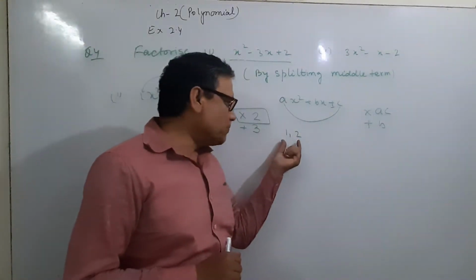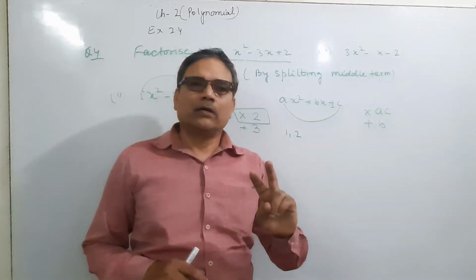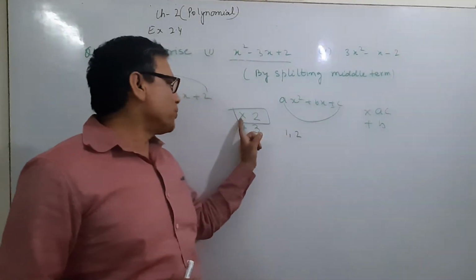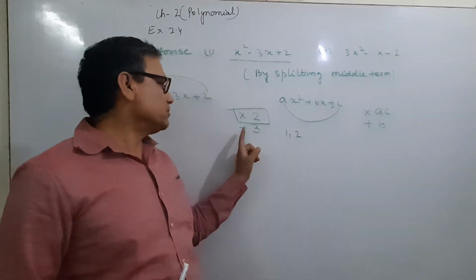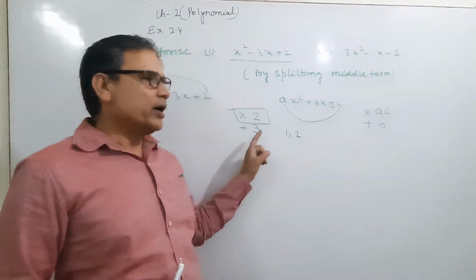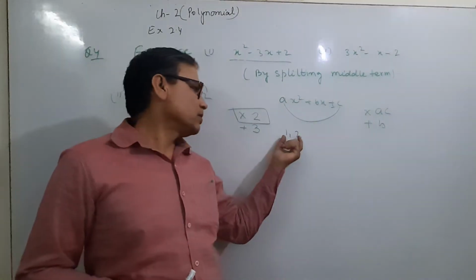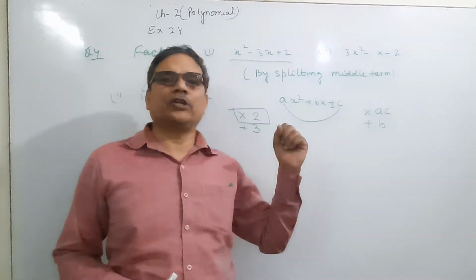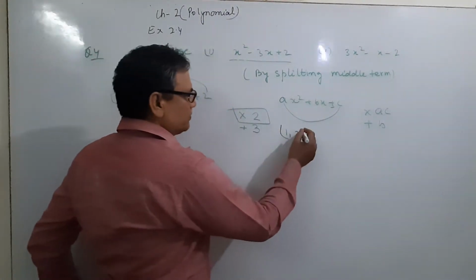Therefore, it is a very simple question. We have to find two numbers in such a way that their product is 2 and their sum is 3. There are only two numbers whose product is 2 and sum is 3. The numbers are 2 and 1.